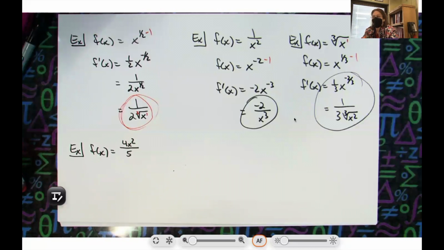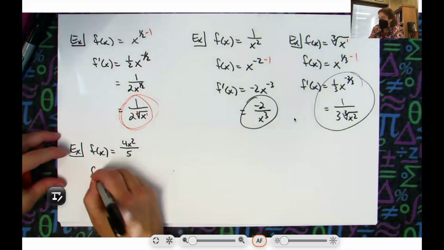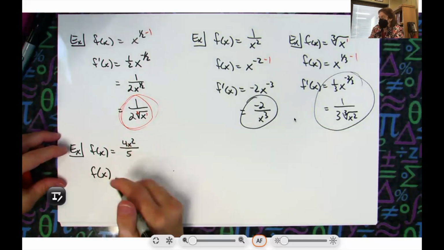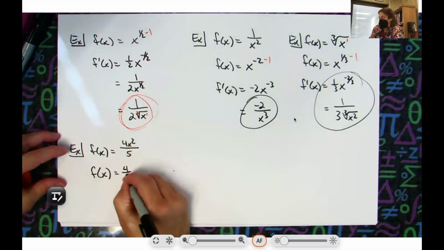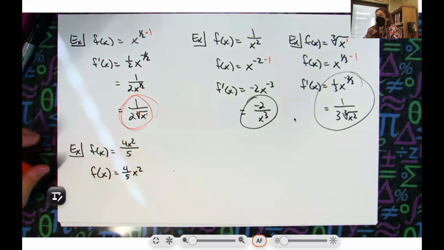Is that really a rational function? What can you tell me about the 4/5? 4/5 is really the, you just said, Dane, what you thinking? You can just have 4/5 times x squared. That 4/5 is your coefficient. So really, if you don't like this, can't you write it like 4/5 times x squared?